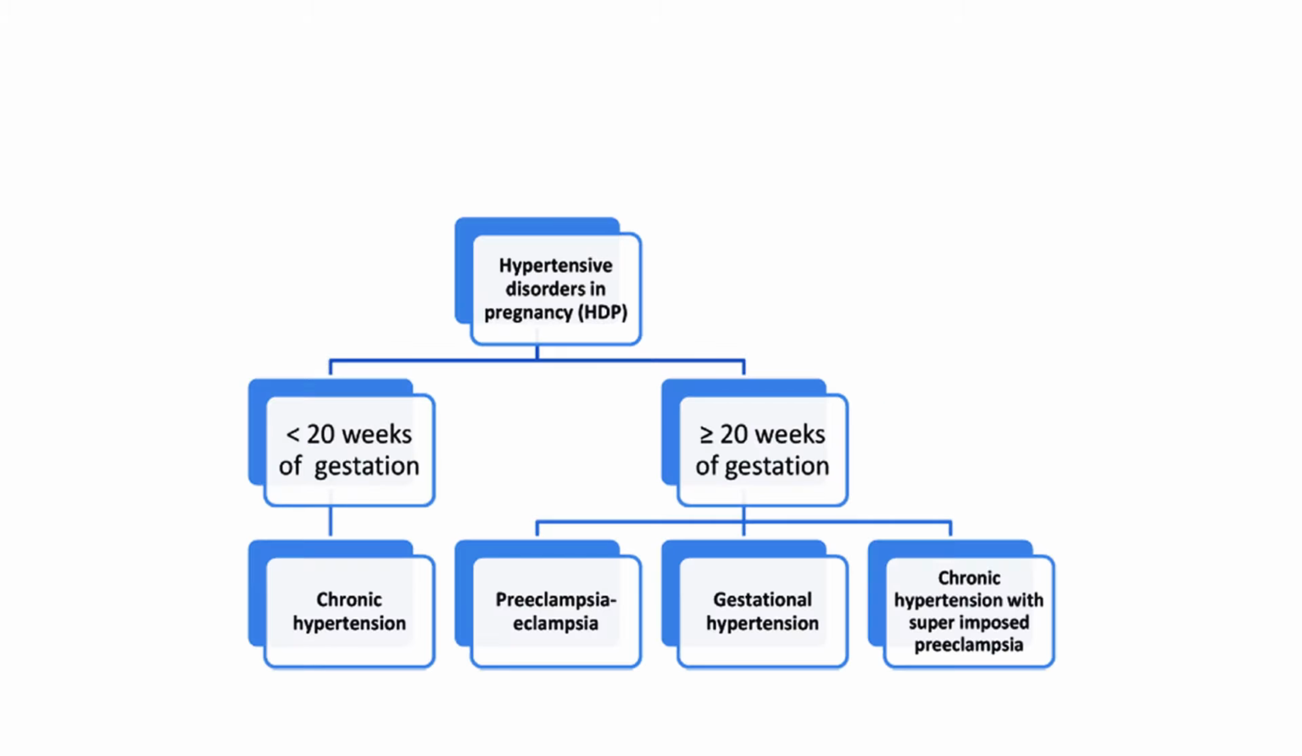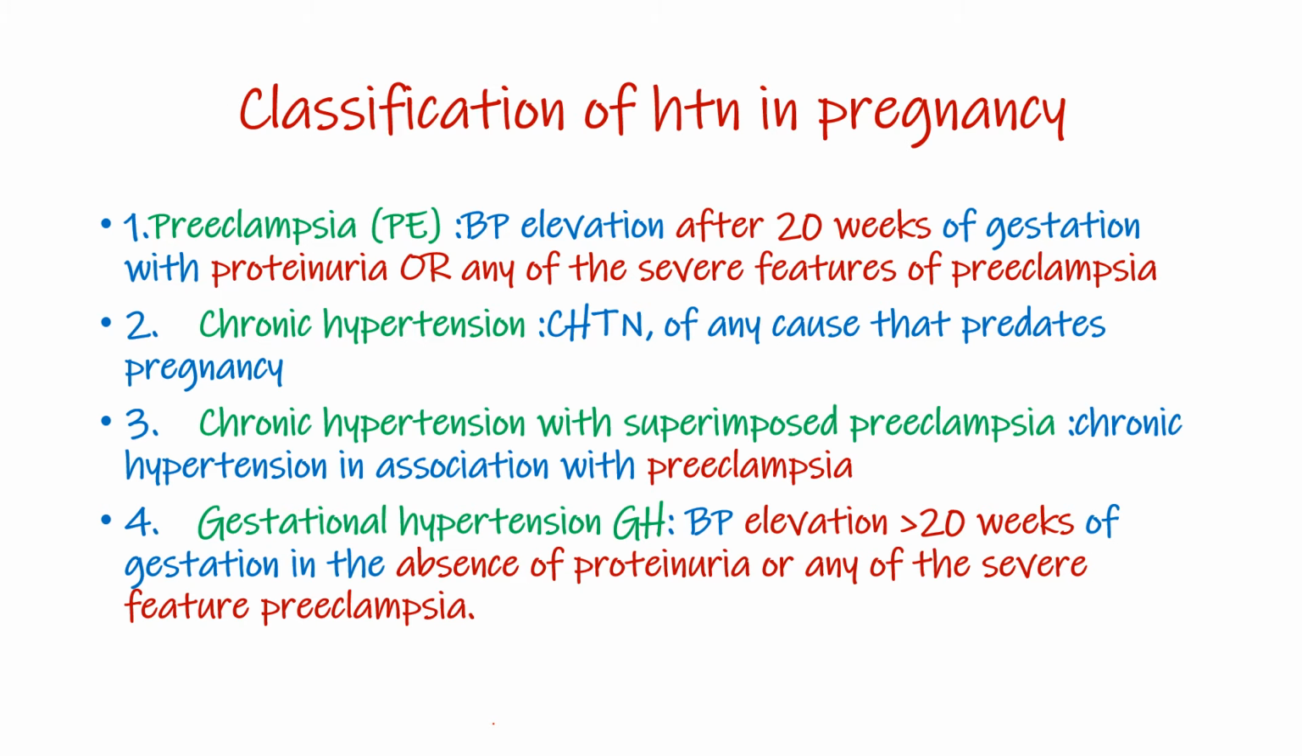Let's dig in. Classification of hypertension. So the hypertensive disorders, we classify them according to their gestation age. So when did this hypertension start? If the hypertension was less than 20 weeks of gestation, then we define that as chronic hypertension. Chronic hypertension is when the patient had already pre-existing hypertension before gestation. And then if it's greater than 20 weeks, then we can define it as preeclampsia, gestational hypertension, chronic hypertension with superimposed preeclampsia.